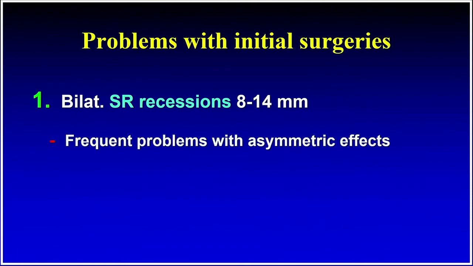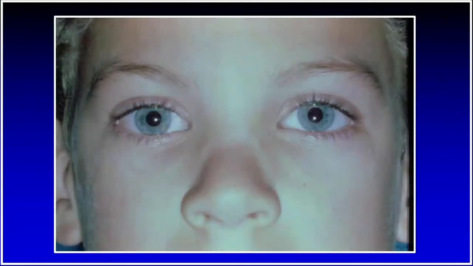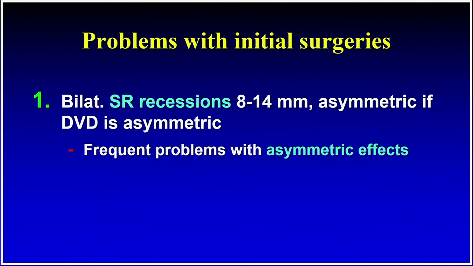With bilateral superior rectus muscle recessions of 8 to 14 millimeters, we sometimes get asymmetric results. For example, in this young man who already had a left DVD much greater than the right DVD, had asymmetric surgery, the right superior rectus muscle recessed 7 millimeters and the left recessed 11 millimeters, still has an asymmetric result. For the left eye, have to do something else. So this asymmetry plagues us sometimes with just plain superior rectus muscle recessions.